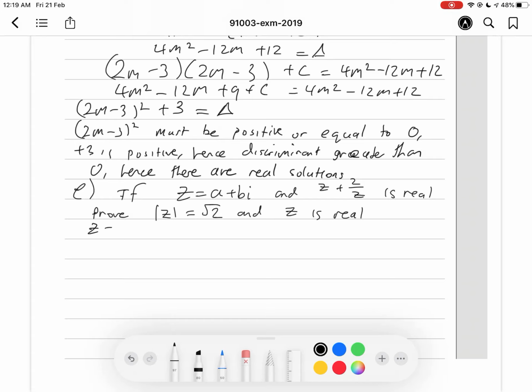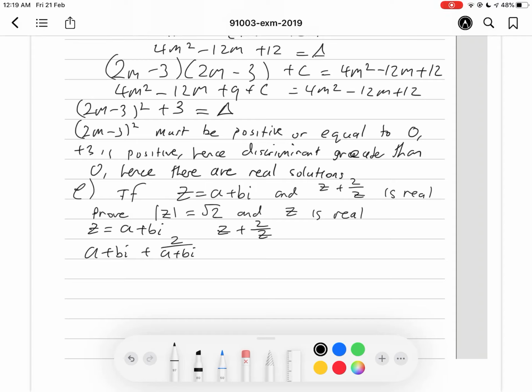So for this question, we have z equals a plus bi, and we know that z plus 2 over z is real. So first things first, we want to evaluate z plus 2 over z. So we have z, which is a plus bi, plus 2 over a plus bi.